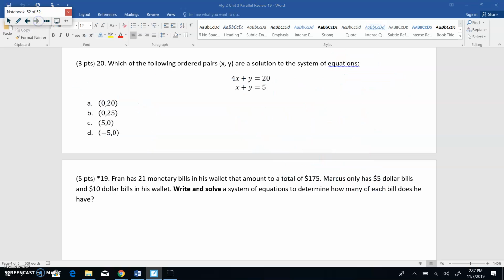Number 20, just go ahead and eliminate. Subtract your 2 lines here, 4x minus x, that is 3x. For those of you that were not here, remember that we changed this. On your paper it says 25, it needs to be 5 for that second line for this to work. 20 minus 5 is 15, x is 5. I'm not even going to bother to plug that back in because if I look at my answers, there's only one answer where x is 5, and that is C, so I can stop my work right there.